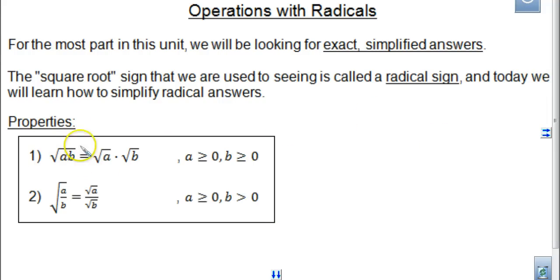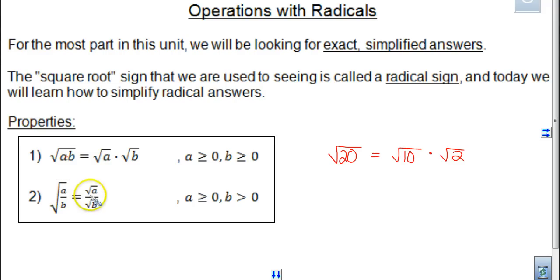Now, if you have the square root of AB, and remember that means A times B, we can actually break it up into the square root of A times the square root of B. So if I give you, let's say, the square root of 20, 20 can be broken up into 10 times 2. So we could write square root of 10 times the square root of 2. Those two are equivalent. So multiplying radicals, you can just multiply them under one radical sign like that. Or going the other way, you can break them up into the product of two radicals.